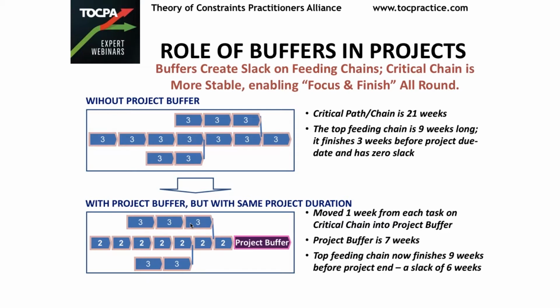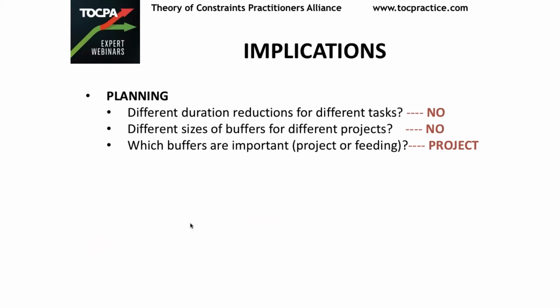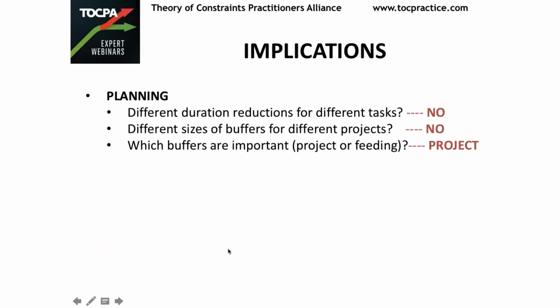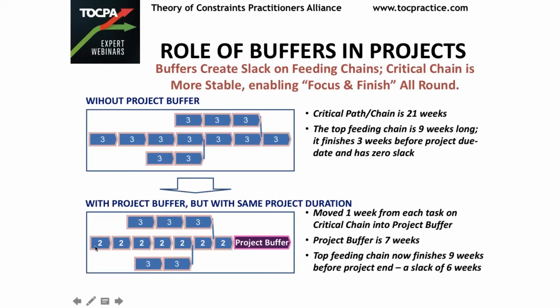The same logic carries forward in terms of different sizes of buffer for different projects. And it really doesn't matter, because what we are talking about is our project, there needs to be enough slack between the feeding chain and the critical chain. Which buffers are more important? Project buffer gives you more slack by definition, because in this particular case that I am looking at, the project buffer is generating a slack of 7 weeks. If I applied the logic here on the feeding chain, the amount of slack generated will be less because the length of the feeding chain is smaller.